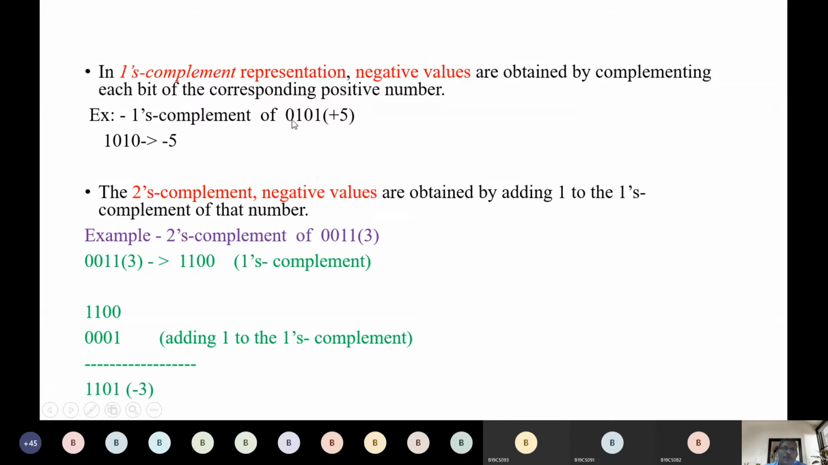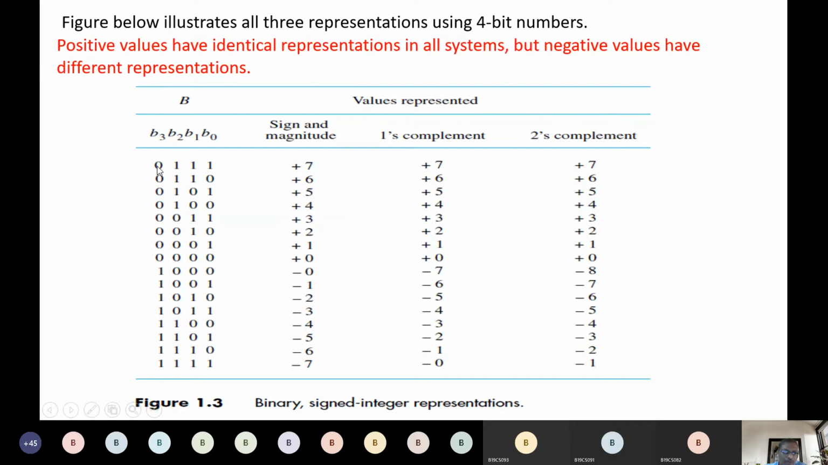So here also, on the binary format number 0, 1, 0, 1, which is plus 5, when we do 1's complement on this one, what we get is minus 5. And this is the representation of minus 5 in 1's complement. So this is the representation of 1's and 2's complement. You can see for every binary number we have the 1's complement. These are the positive values in 1's complement, and these are the negative values. Similarly for the 2's complement, these are the positive representations, and these are the negative representations.